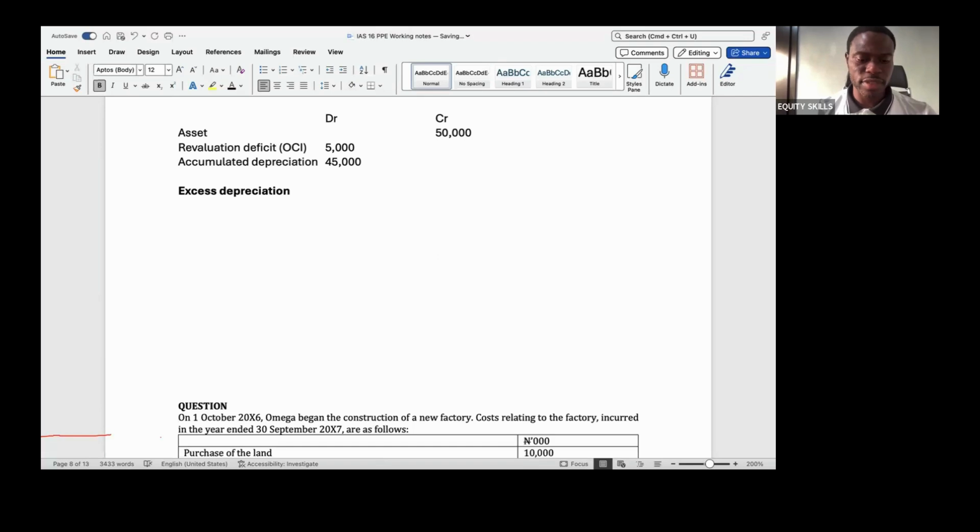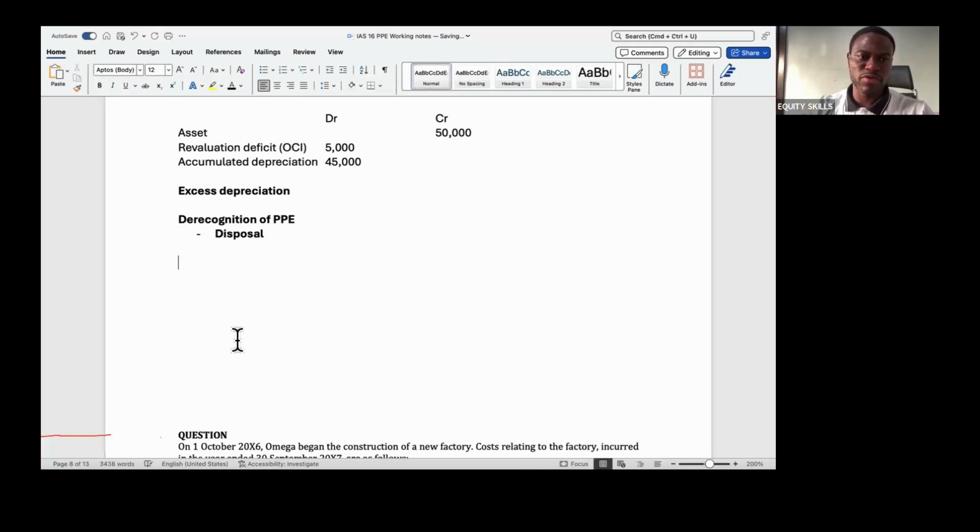Then the final thing I need to mention is derecognition. Derecognition of PPE. Derecognition is the opposite of recognition. It's just the opposite of it. Derecognition is like removal from your books. And you can remove an asset from your books typically when you have disposed of it, when you have sold the asset. Then you can go ahead to remove it.